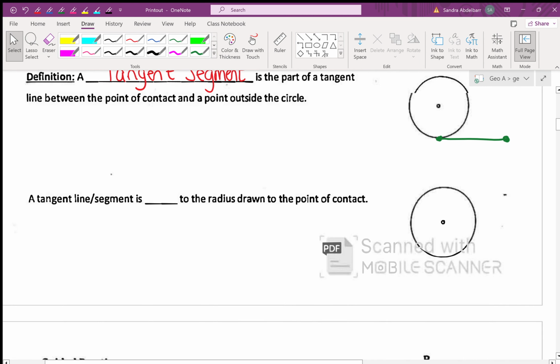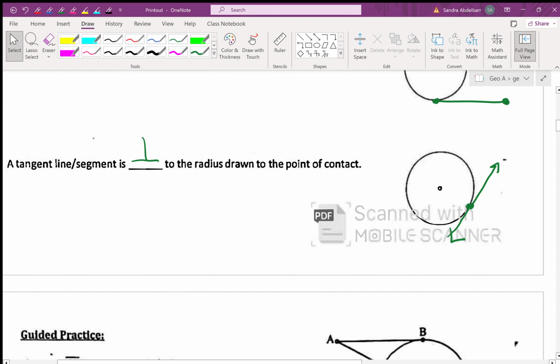A tangent line or segment is perpendicular to the radius drawn to the point of contact. What do I mean? I'll show you. Do you all see what I just drew in green? Is that a tangent line? Yeah, it absolutely is. It's touching the circle only once. If I extend left, right forever, it will never touch again.